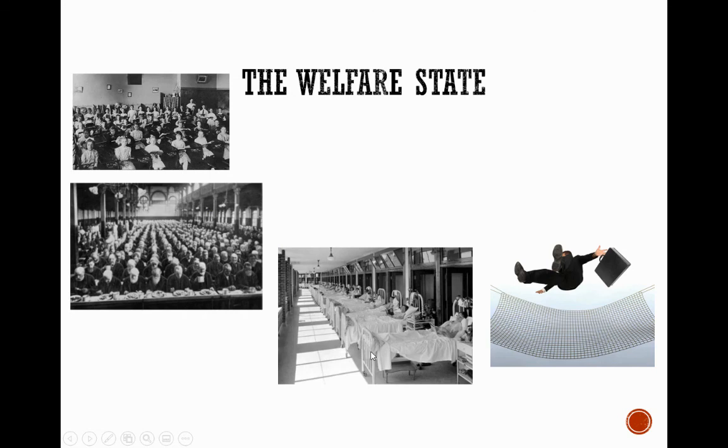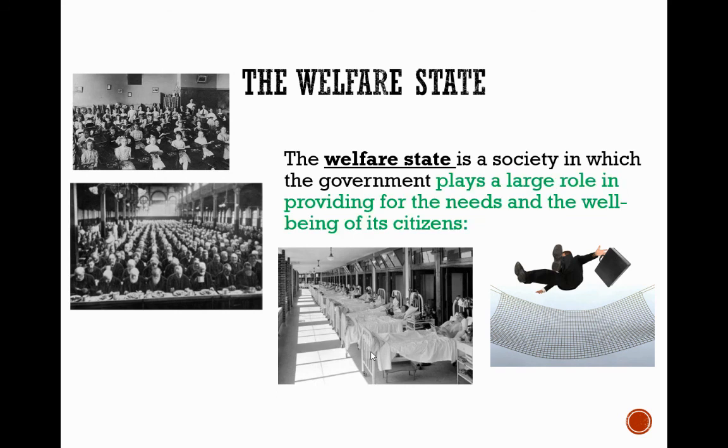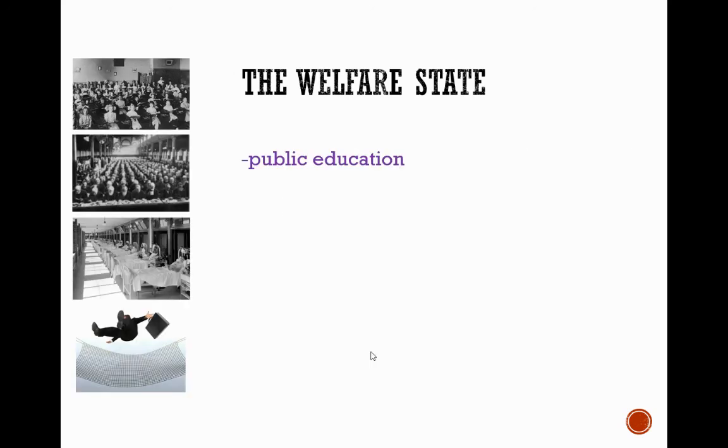So the welfare state, we talked about it a few minutes ago. The welfare state is a society in which the government plays a large role in providing for the needs and the well-being of its citizens. When we have a welfare state, the government's job is to make sure that your life is not too bad, all right? Making sure that you have basic things to survive. Things like public education, all right? Go ahead and add these things to your partial notes. Public education, healthcare, right?